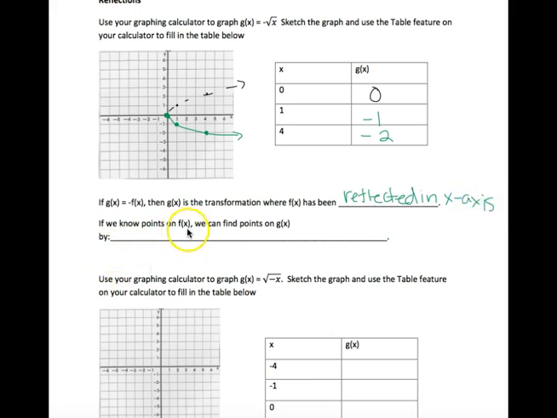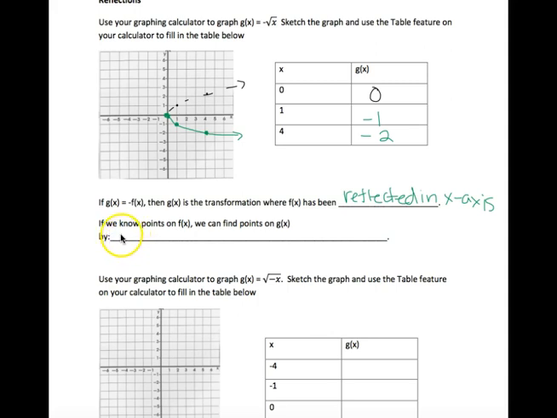If we know points on f of x, we can find points on g of x by... this is describing what we would do to get the actual points themselves. So instead of (1, 1), I have (1, -1). Instead of (4, 2), I have (4, -2). So what we would say here is what the changes are to the actual points. When you do this, you describe which coordinate and what you do to it.